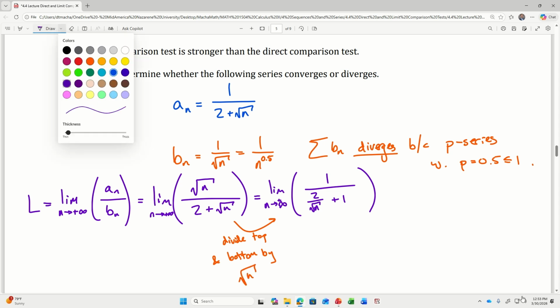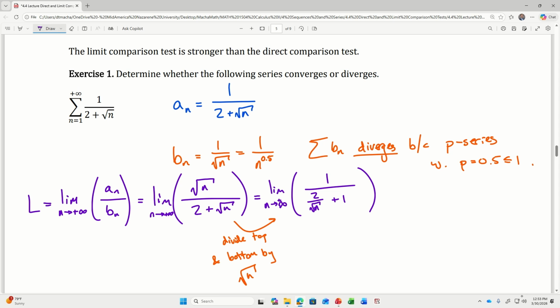Okay, so now when I take the limit, I've got 1 in the numerator divided by 1 in the denominator plus 2 divided by square root of n. And as n approaches infinity, the square root of n approaches infinity. So what's 2 divided by a number that's arbitrarily large, just approaching infinity? That 2 divided by square root of n is approaching 0 in the limit, so that this limit is 1.